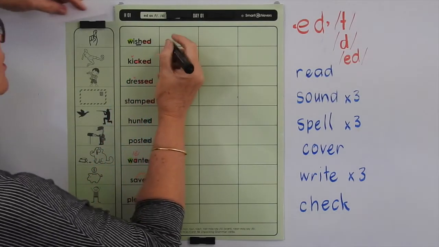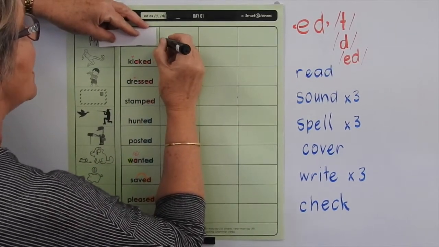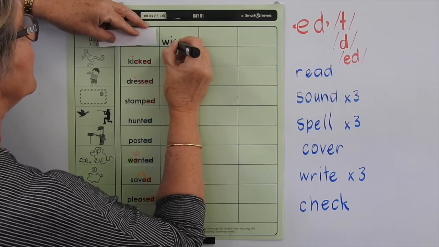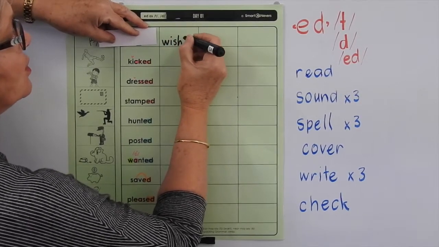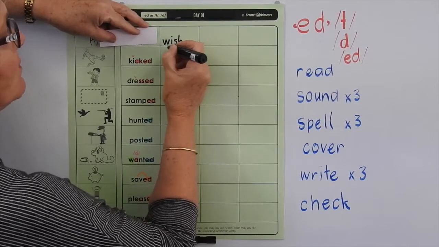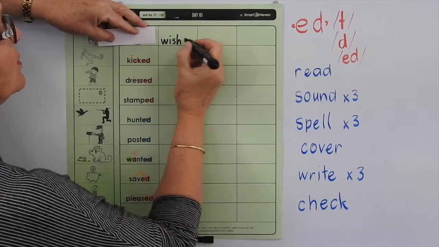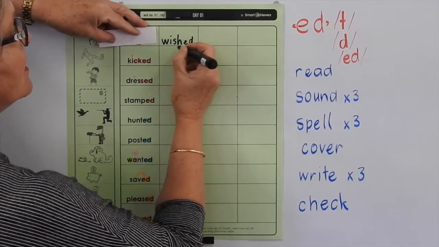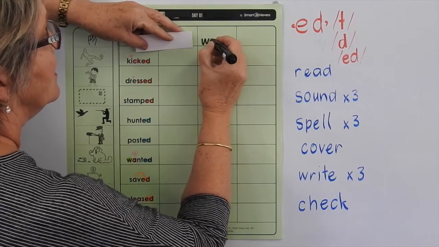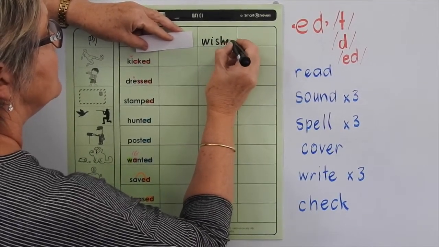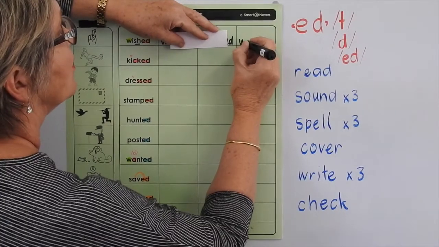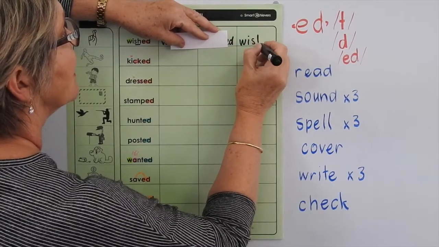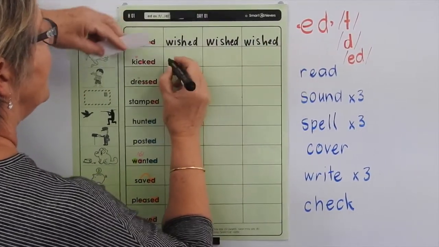W-i-s-h-e-d. So the reason that we sound the word and then spell it is because if you just sounded it, you might want to write a T here. But when we spell it, we know we're using ED for the T sound at the end of this word. So you have to write it three times and say the letters if you need to. W-I-S-H-E-D. Kicked.